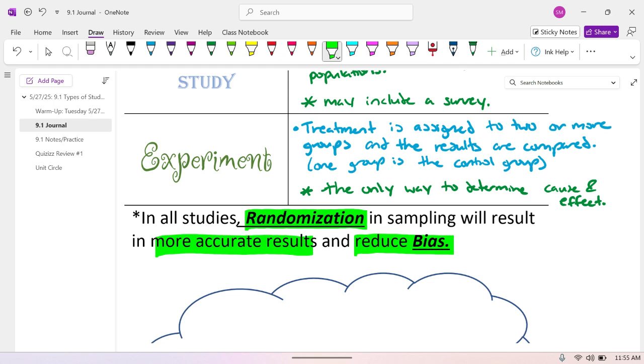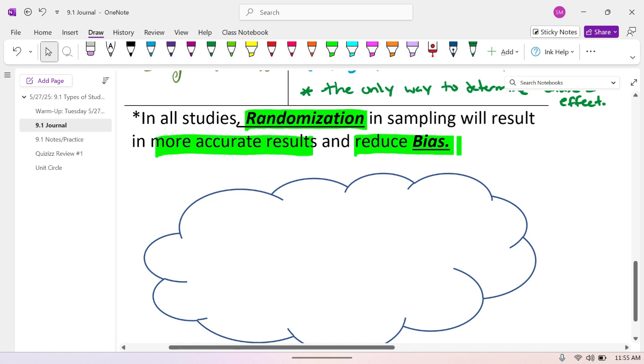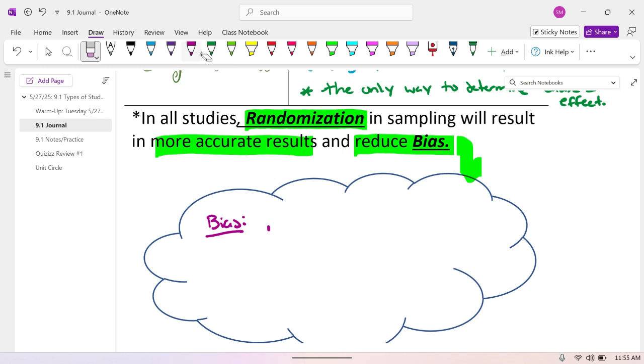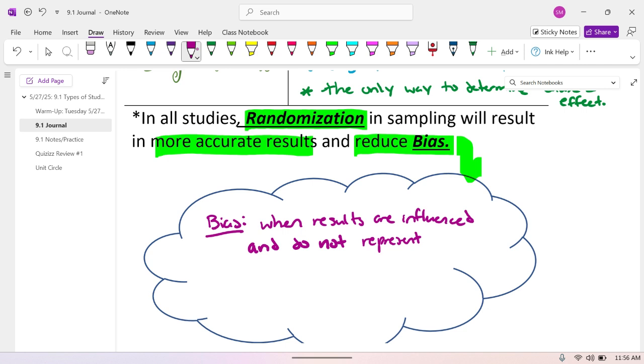But essentially, with bias, in terms of a sample, bias is when results are influenced and do not represent the population.